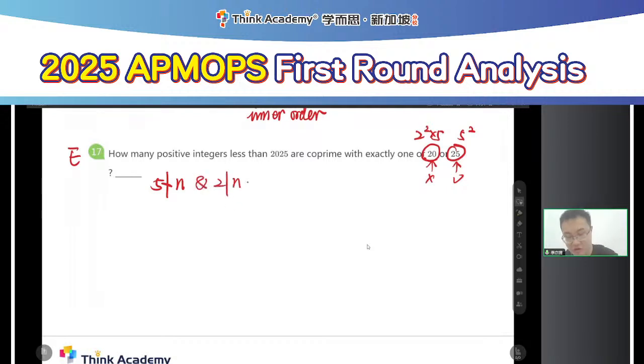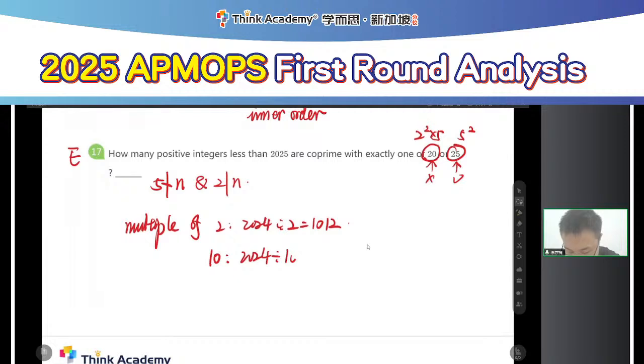So this number must be a multiple of 2, but not a multiple of 5, right? Then how many numbers are there less than 2025, just starting from 2024? First, the multiples of 2: 2024 divided by 2 is 1012. But then we should remove those that are also multiples of 5, which means we remove the multiples of 10. 2024 divided by 10 is 202. So 1012 minus 202 gives 810. Yeah, this is the final answer.